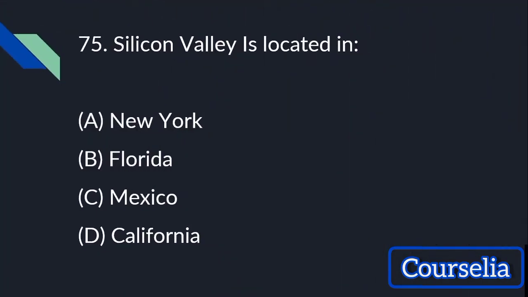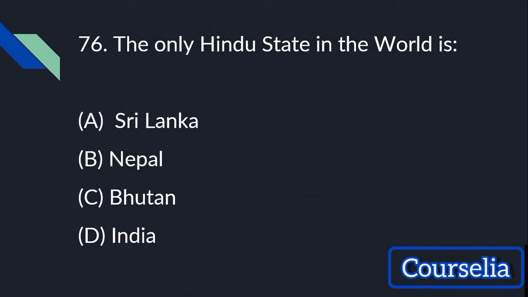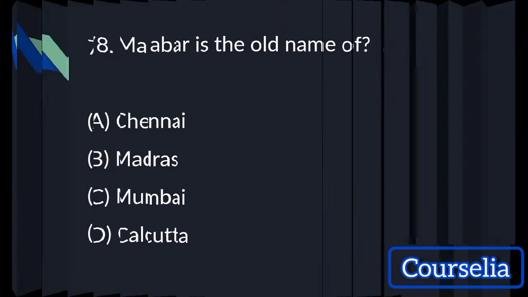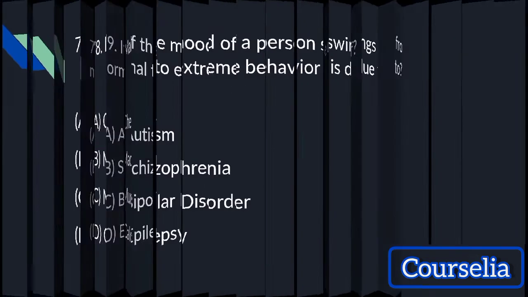Silicon Valley is located in? It is a repeated question. Answer is California. The only Hindu state in the world is? It was once the Hindu state, but now it is not. Nepal. The Nobel Prize for Economics was introduced in? It is a repeated question. The answer is 1969. Malabar is the old name of Madras.